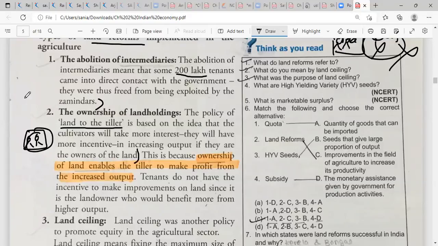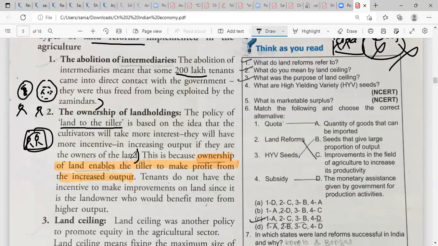For example, this is your room and this is your friend's room. If you are going to clean your room, you will clean it in a very good way. But as this is your friend's room, you are not going to put that much effort, right? So similarly, why was this policy adopted? Because it was thought that if land is given to the cultivators who are working on it, and it belongs to them only, they will work in a good way and take more interest in working, and because of that output will increase, right? If they become the owner of the land. Clear?